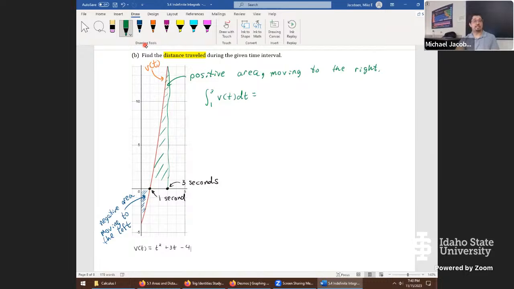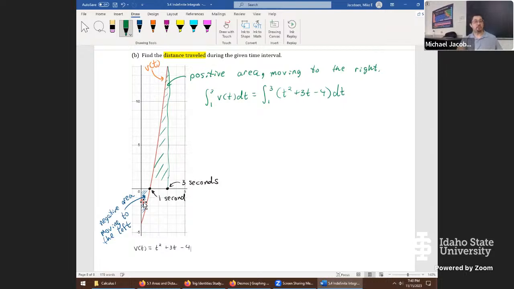And because we're looking for distance, our answer has to come out positive. Now, because we're going from 1 to 3, we're okay. This is guaranteed to be positive area, but we'll have to make a correction when we do 0 to 1 as an integration. So let's get through this one first and see what happens. We're integrating from 1 to 3, the function t squared plus 3t minus 4.